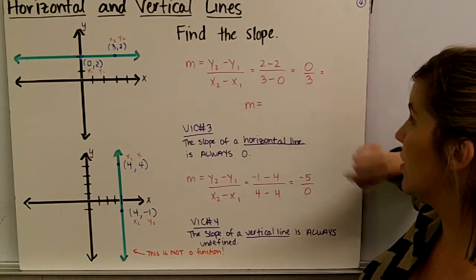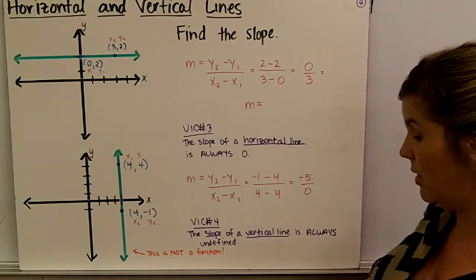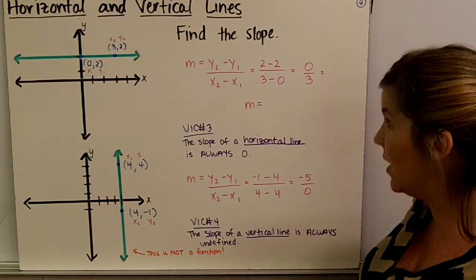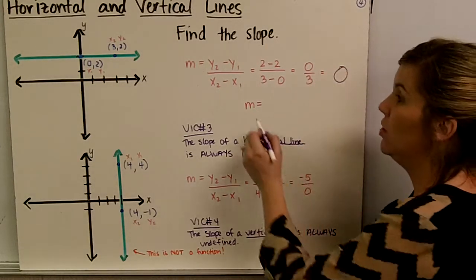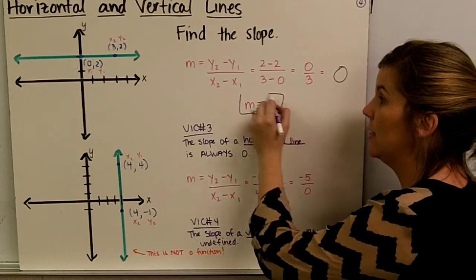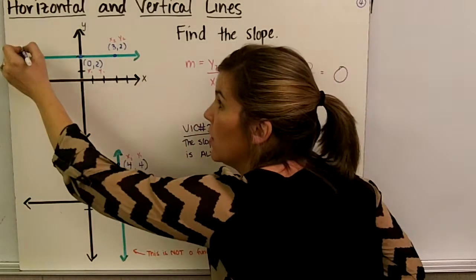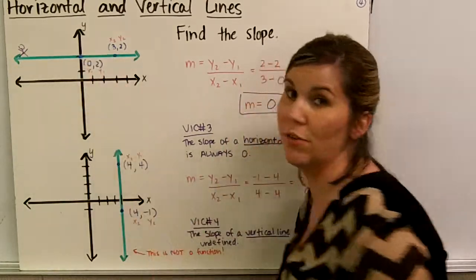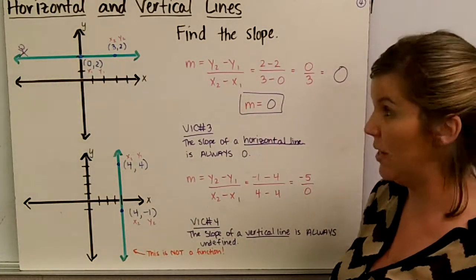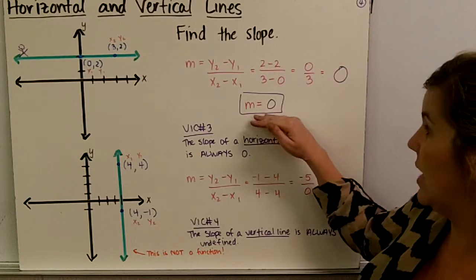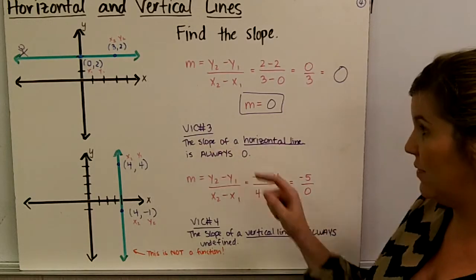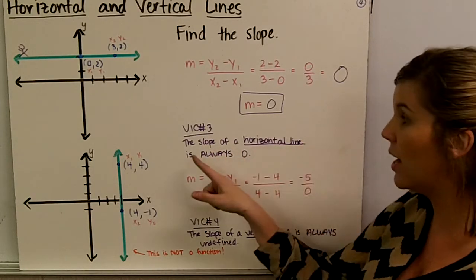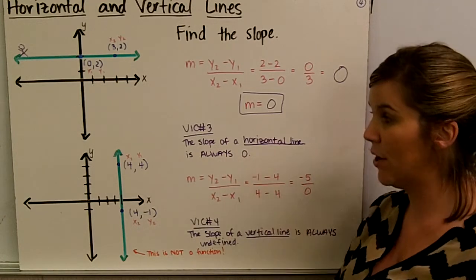2 minus 2 is 0. 3 minus 0 is 3. 0 divided by 3 is 0. So the slope is 0. If you were a person walking along a horizontal line, this would be like walking across a floor that has no steepness. So a horizontal line has a slope of 0. That's big number 3. The slope of a horizontal line is always 0.